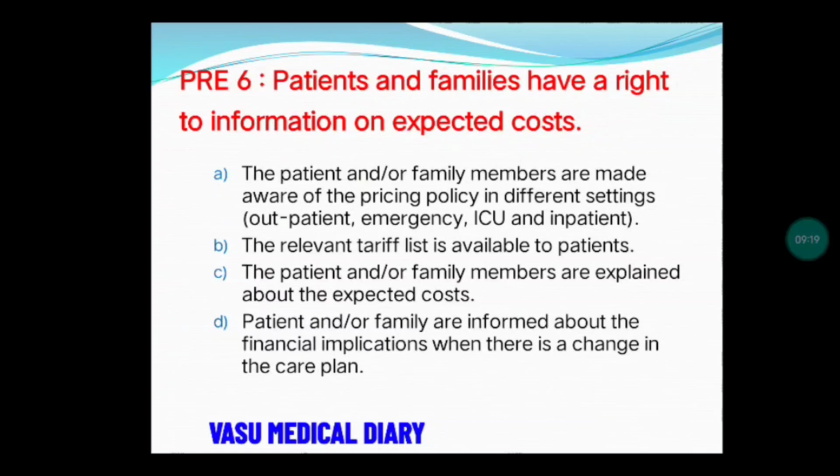And standard number 6, patients and families have a right to information on expected cost. So the patient or family members are made aware of the pricing policy in different settings like OP, emergency, ICU, and inpatients. The relevant tariff list is available to the patient wherever it is applicable. The patient or family members are explained about the expected cost. The patient and family are informed about the financial implications when there is a change in the care plan. So as we discussed earlier, if there is any change in the patient's condition and the patient care plan, we have to discuss with the family and inform them prior.